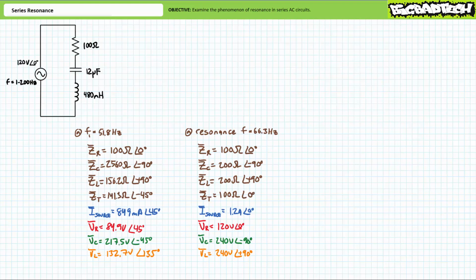Importantly, given this is the lower half-power frequency, source current is roughly 849 milliamperes, as predicted, being 1.2 amps, a maximum current, divided by square root 2. I leave as an exercise to the viewer to solve for these same electrical properties at the upper half-power frequency of 84.9 Hz. By all means, pause the lecture and try this on your own.